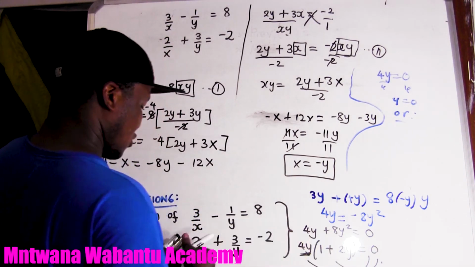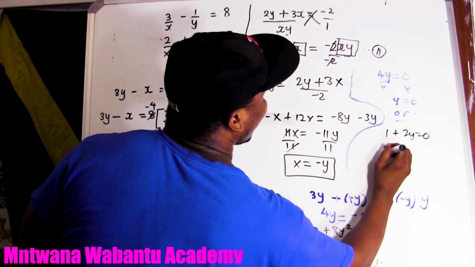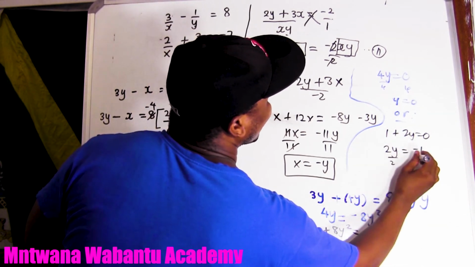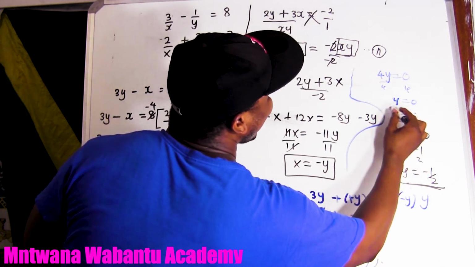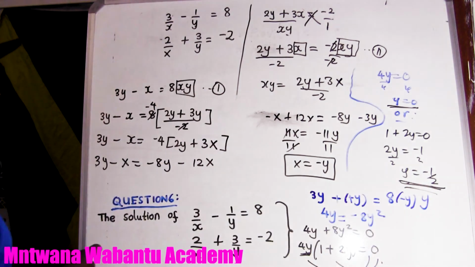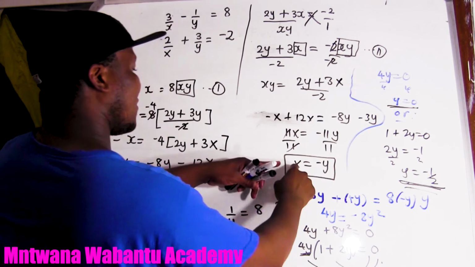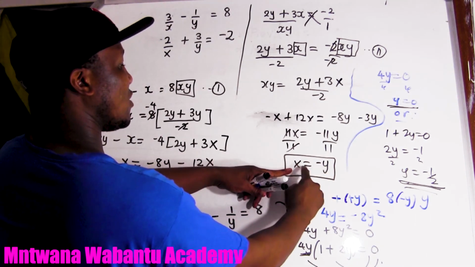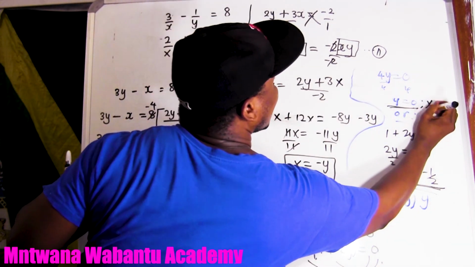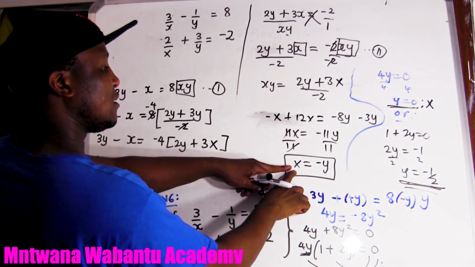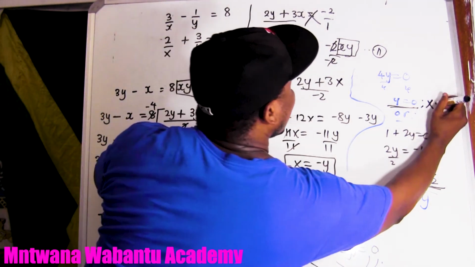For y equals 0, divided by 4, so y equals 0, or 1 plus 2y equals 0. So take over, 2y equals negative 1, divided by 2, so y could be equal to negative a half. So y could be equal to 0 or y could be equal to negative a half. Okay? If y equals 0, we can get the value of x here. Because if this is 0, x also is going to be equal to 0.